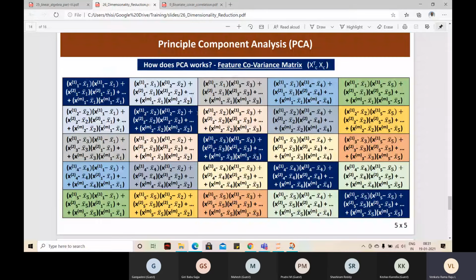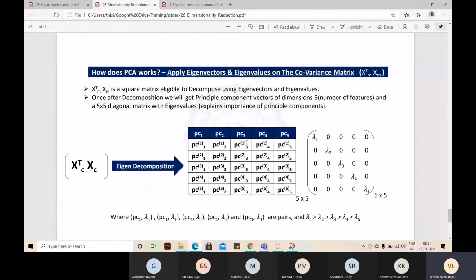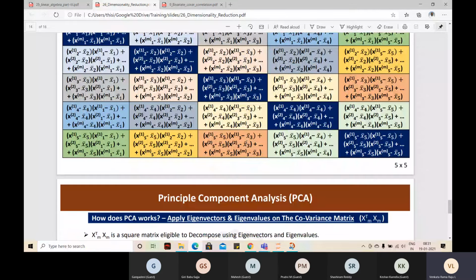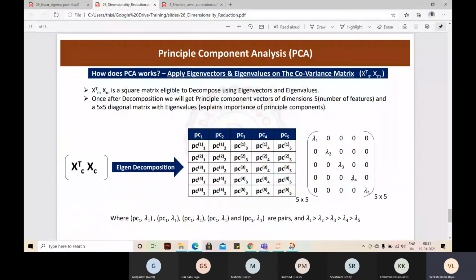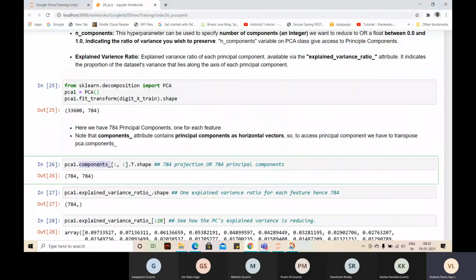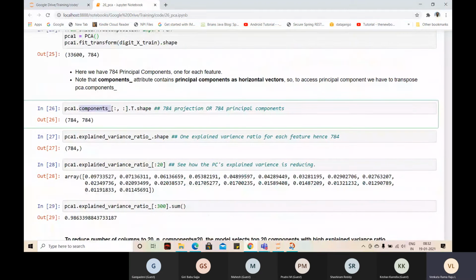If they are independent, they'll be 5 by 5. And even if it's not independent, the eigenvalues are going to become 0. So these can be got from the algorithm using components underscore. I showed you the math to do eigenvalue decomposition and all that. There is no need for us to do it. The PCA algorithm will do it, and it will give it to you.